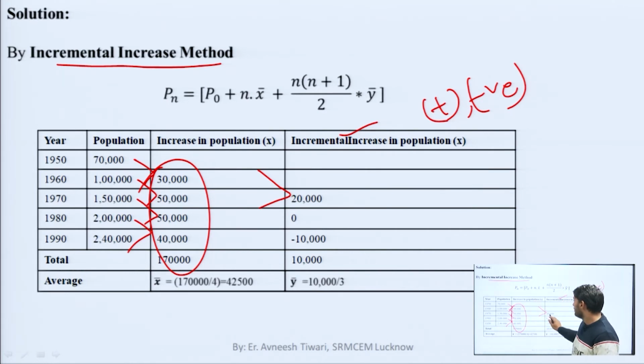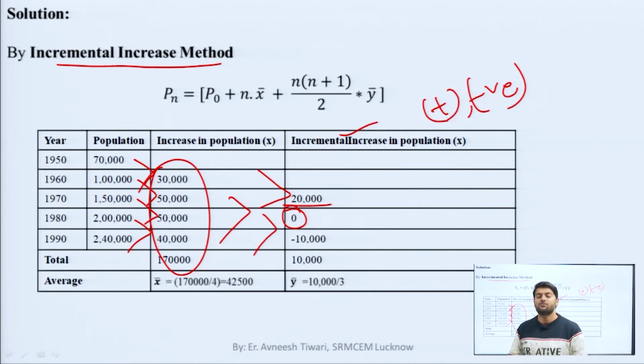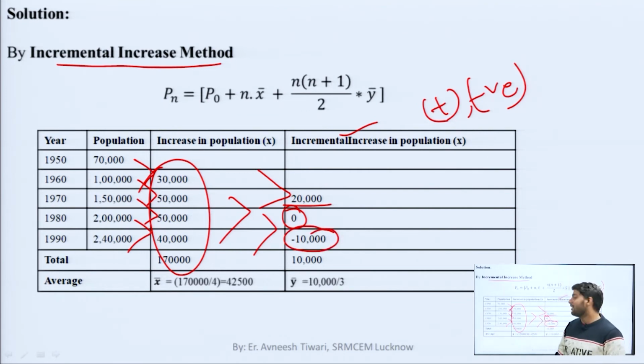30,000 to 50,000 moving, there will be an increase of 20,000 population, and from 50,000 to 50,000 the net increase is 0, and from 50,000 to 40,000 what is the result? The result is that the population increases by minus 10,000. What does it mean? It means our population is decreasing. So incremental increase is negative.